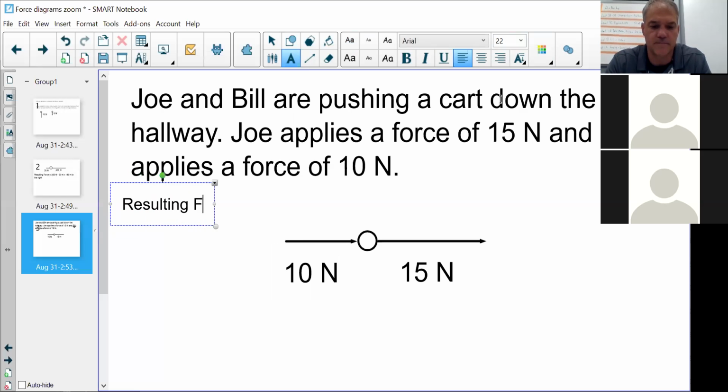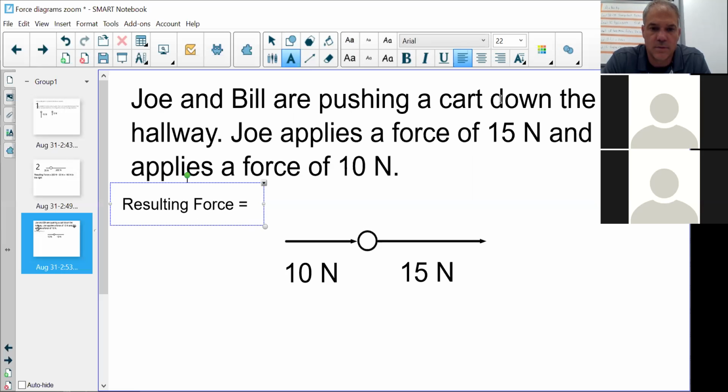What do you think? Add them. You don't know? Jared, what do you think? Wait, can you restate that again, please? I sure can. Are we going to add to find the resulting force? Are we going to add them or subtract them?